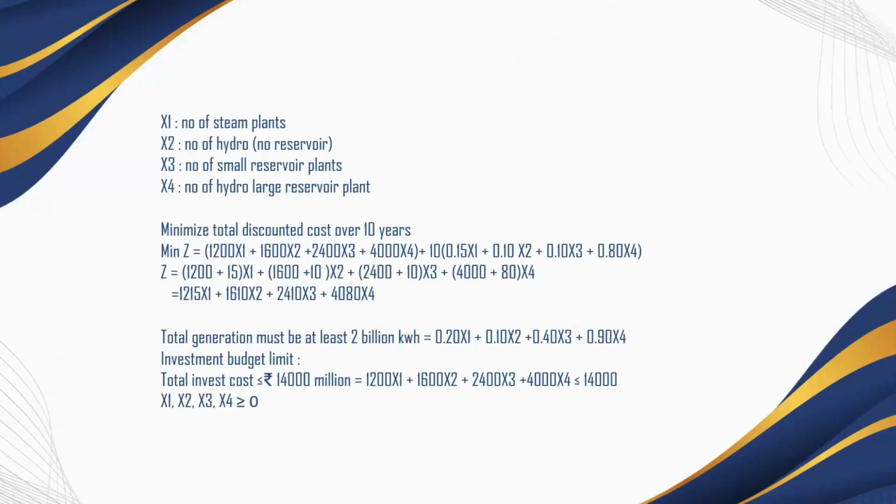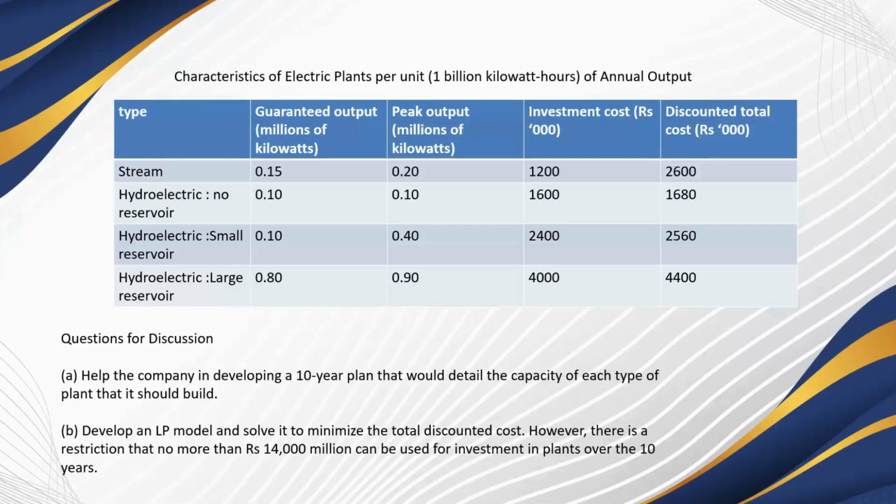Minimize. We are developing an LP model and solving it to minimize the total discounted cost. However, there is a restriction that no more than rupees 14,000 million can be used for investment in plants over 10 years.